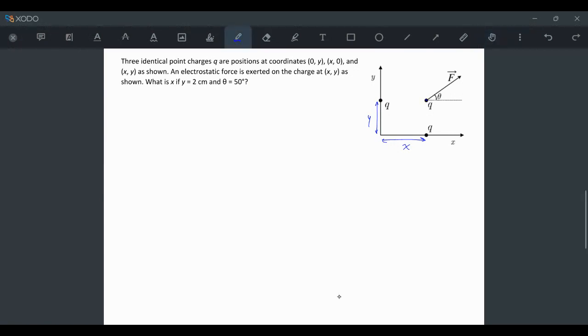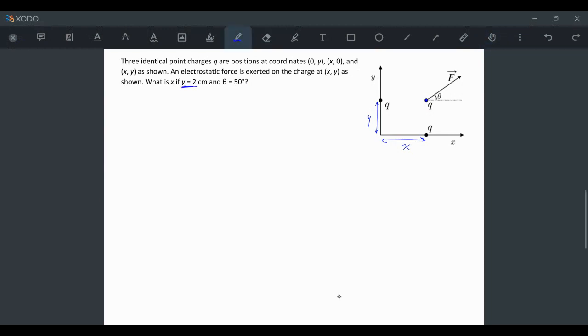And then this one here has a force vector attached to it. These make a rectangle, right? It's at position x, y. So what we're told is an electrostatic force is exerted on the charge at x, y, and we're given what that vector looks like. It has some magnitude, and particularly it has an angle. It makes an angle with respect to the horizontal.